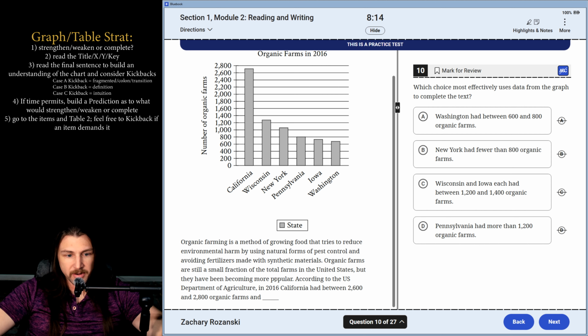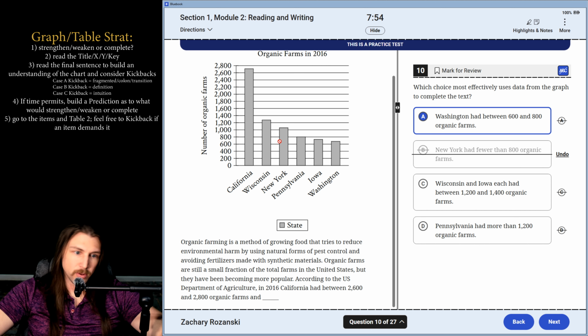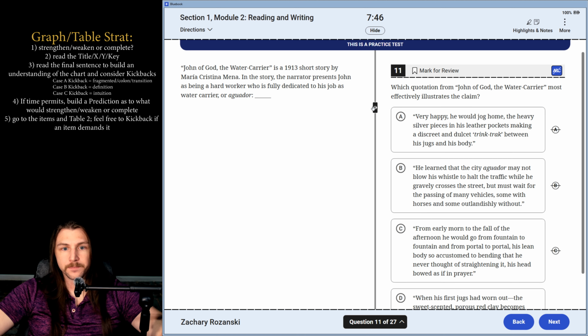According to the U.S. Department of Agriculture, in 2016, that's the year that we're in, California had between 26 and 28 organic farms. And, cool, Washington had between 600 and 800. New York had fewer than 800 organic farms. That's a liar. Wisconsin and Iowa each had between 12 and 4. No, there's just one that's between 12 and 4, not both of these. Pennsylvania had more than 1,200 organic farms. That's a liar. It's got to be A.